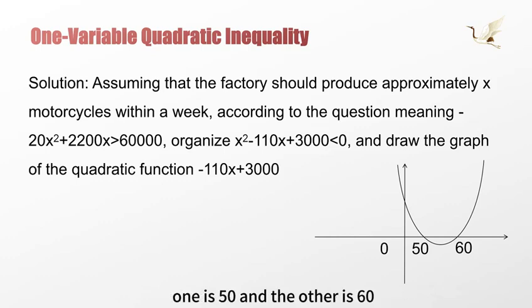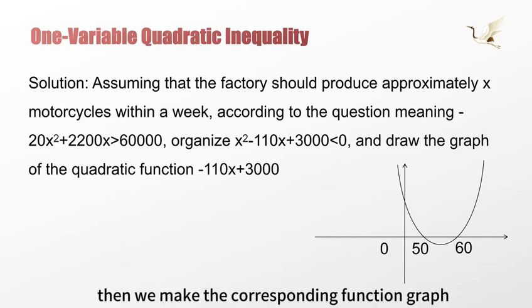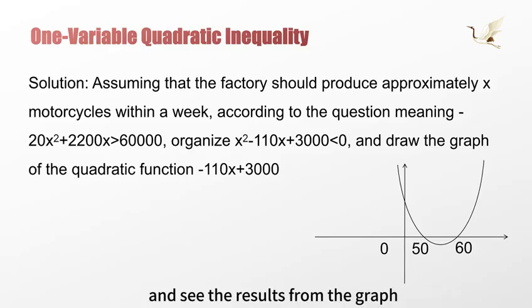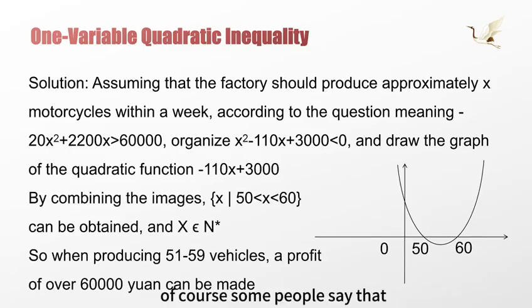Find the two zeros: one is 50 and the other is 60. Then we make the corresponding function graph and see the result from the graph. Of course, some people say that the result should take all real numbers between 50 and 60. Hey, that classmate said it's not true.